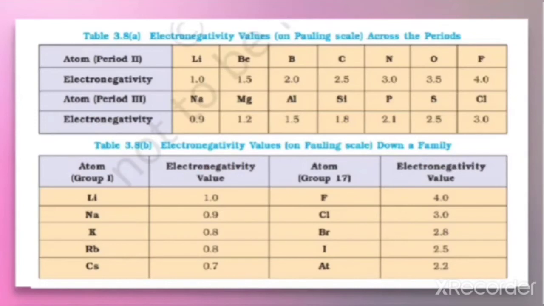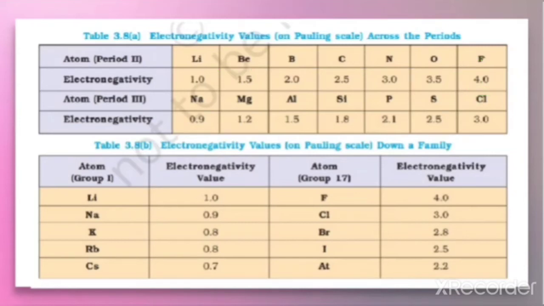When we compare the values of electronegativity given in your textbook, the values are given on the Pauling scale. Across a period, when you compare lithium, beryllium, boron, carbon, nitrogen, oxygen, fluorine, the values given are 1 for lithium, 1.5, 2, 2.5, 3, 3.5, 4. So what is clear from this? Fluorine has the maximum value, 4, that is, it has the greatest electronegativity.